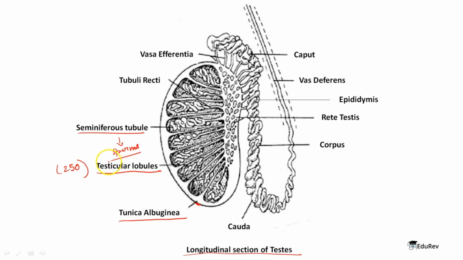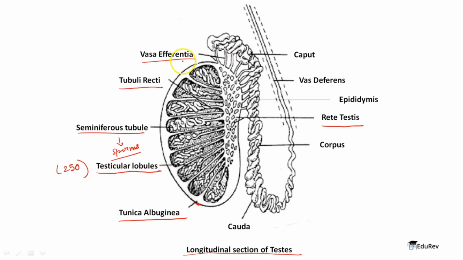From the seminiferous tubule, a duct is arising which is known as tubuli recti. Okay, this is tubuli recti. All the ducts from all the compartments join and form a mesh-like rete testis. From rete testis, small ducts will come out and will carry sperm outside the testis and are known as vasa efferentia. Right? This is vasa efferentia, and this is the duct which carries the sperms outside the testis.